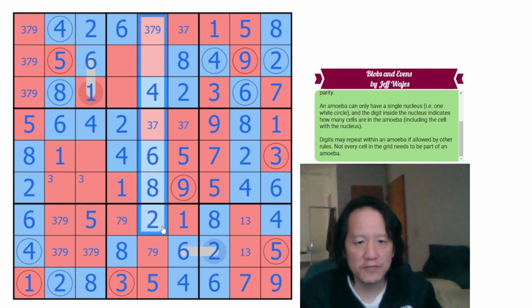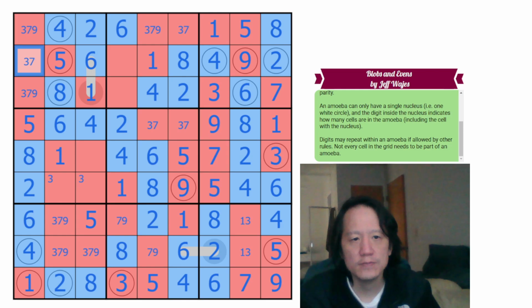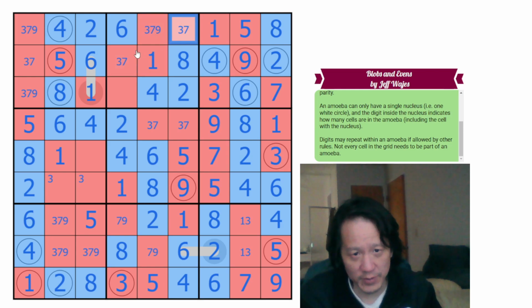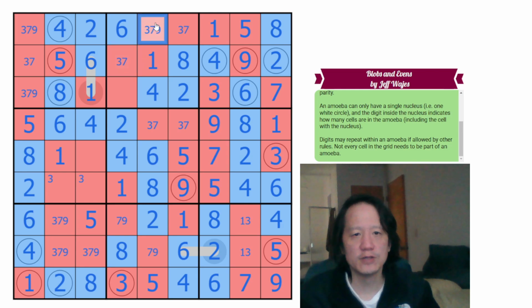We have a 3-7-9 triplet in column 5, so the rest of the column cannot contain a 3, 7, or 9. Therefore, where's the 1? It has to be here. This can't be 9 anymore. This must be 3 or 7. So we have a 3-7 double in box 2. So 3 and 7 cannot be in the rest of the box. So therefore, this is a 9.